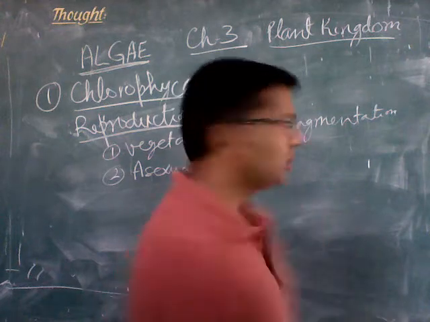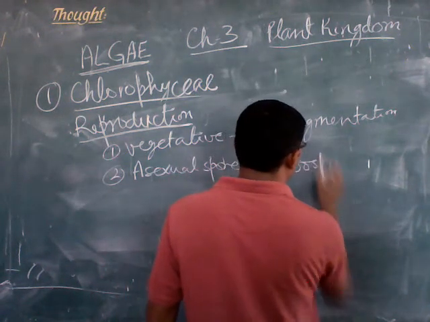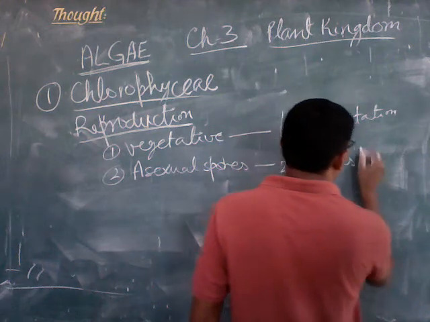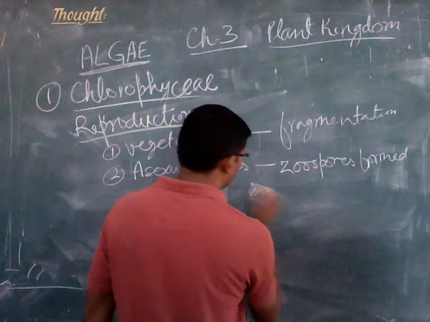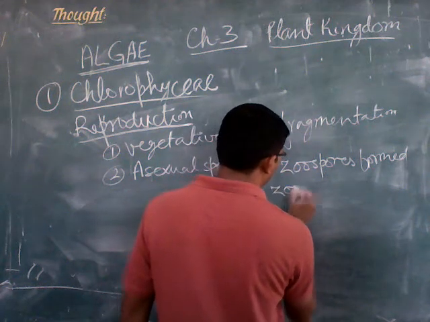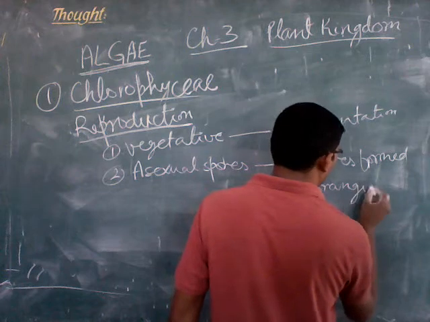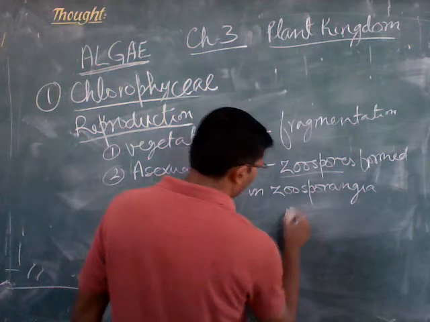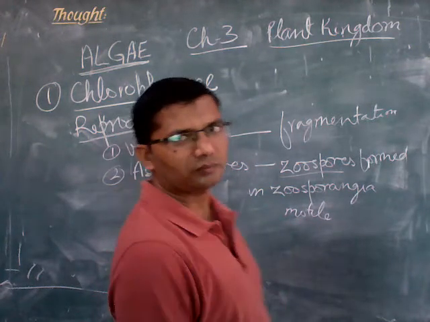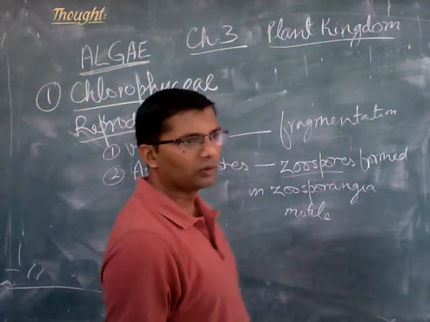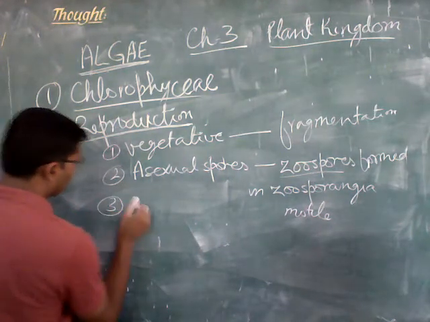formation is most common. So here in the green algae, zoospores will be formed in a structure called a zoosporangium. Okay? And this is what we all know, that they are motile. Okay? So then the third method will be sexual reproduction.